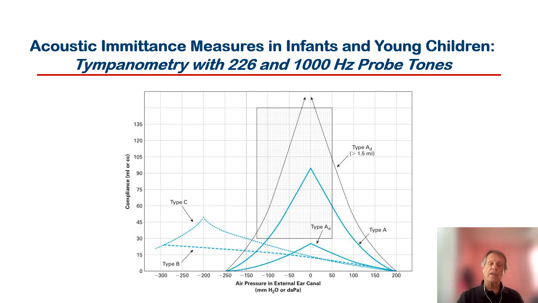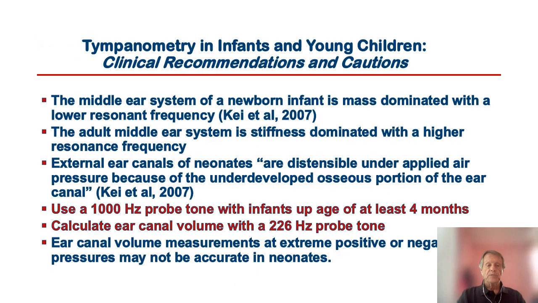And for infants under the age of 6 months, it's very important to utilize both a low-frequency probe tone and a high-frequency probe tone. A low-frequency probe tone alone is not adequate for evaluating middle ear function in infants under the age of 6 months. And this has been very well supported by the literature.